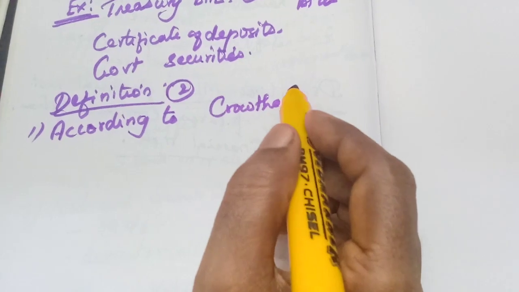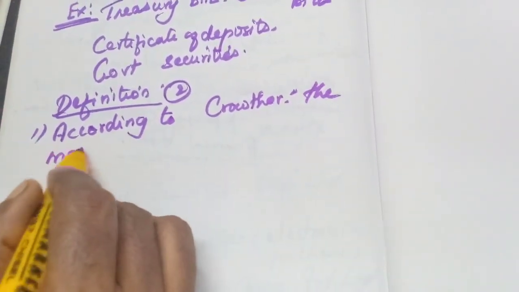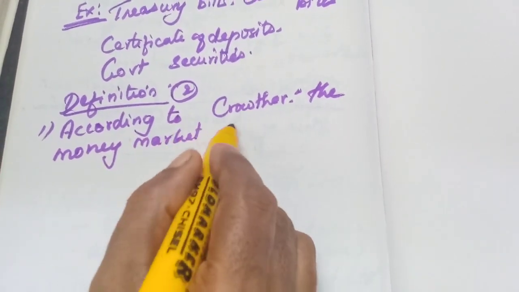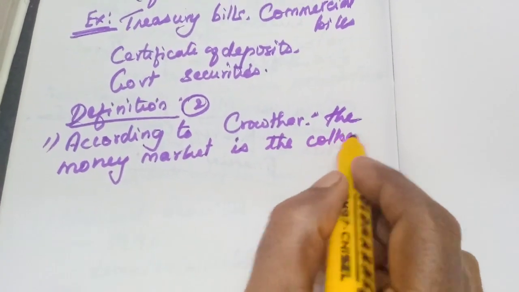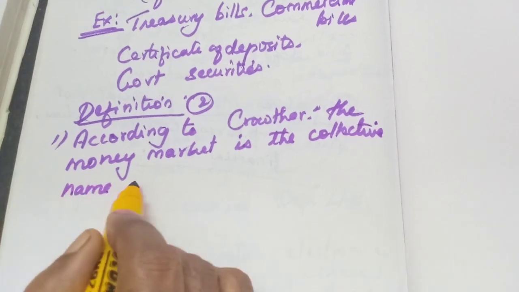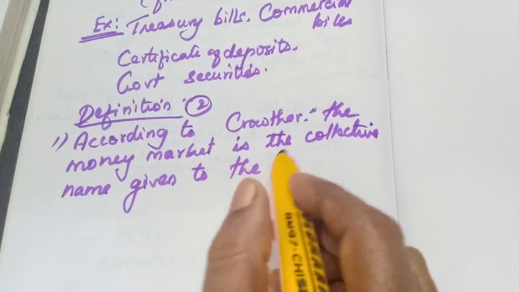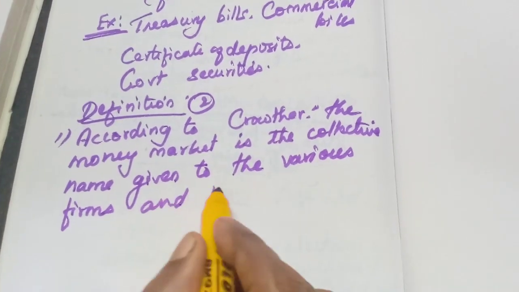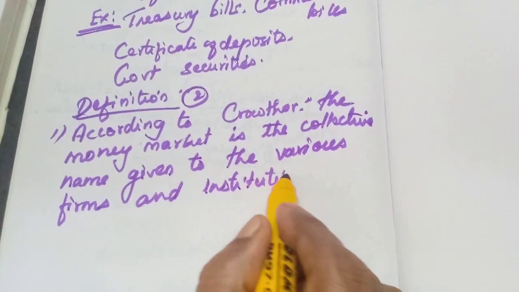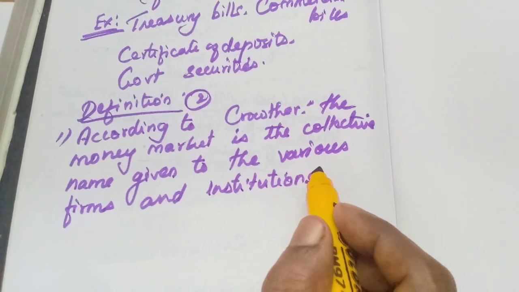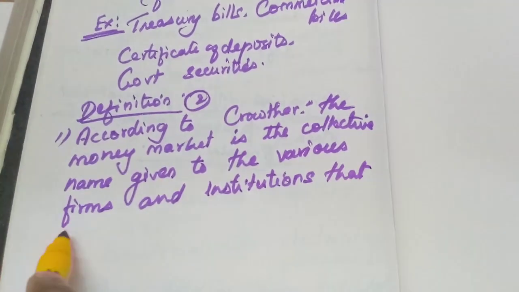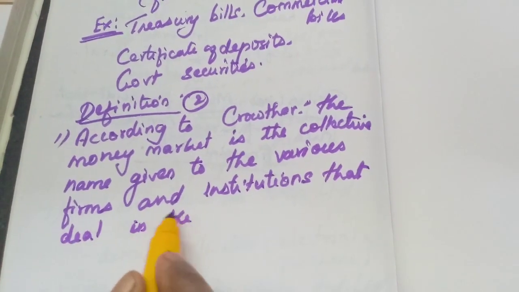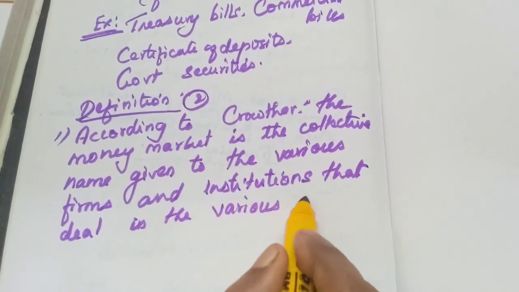So the first definition is according to Crowther. According to Crowther, the money market is the collective name given to the various firms and institutions. It is not one firm or one bank, it is a collection of various firms and institutions that all deal in various grades of near money.